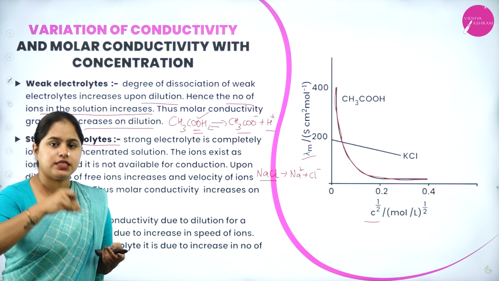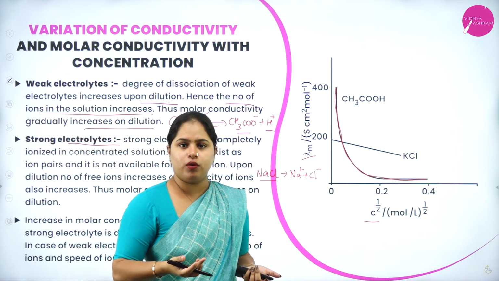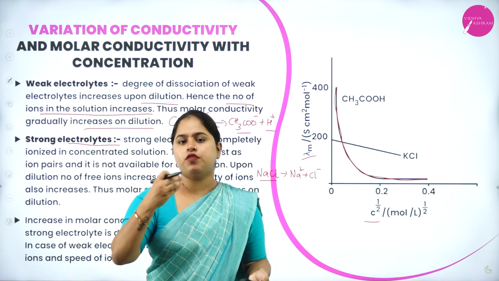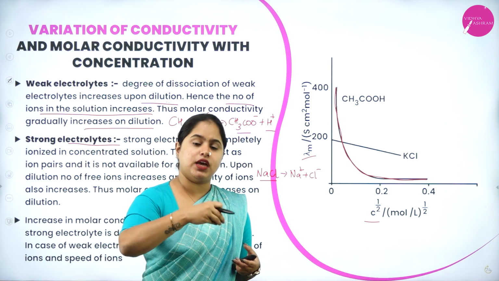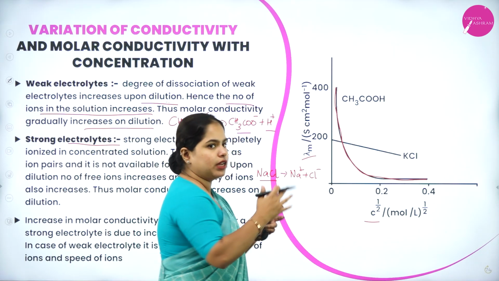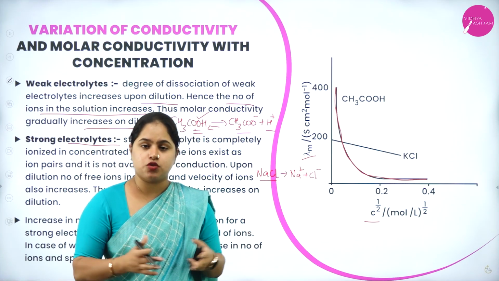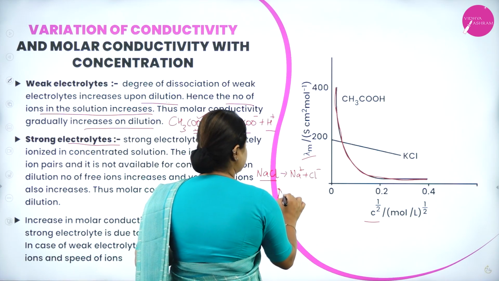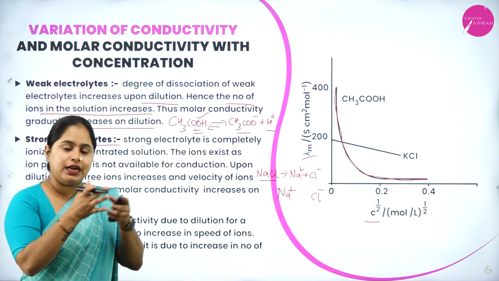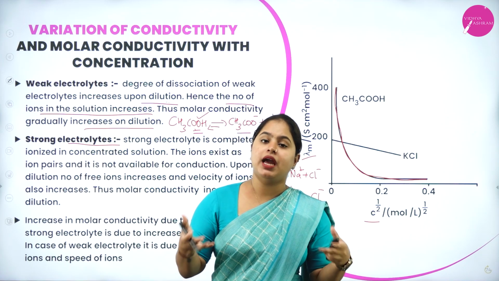Now, when we are increasing the dilution, the number of ions is not going to increase, because already all the NaCl is dissociated. So, the number of ions is not going to increase. When we are diluting it more, this pair will get split up. The force of attraction between Na plus and Cl minus will decrease and it will exist as two different ions. It will not exist as a pair. The attraction between them will become less and more ions will be available.